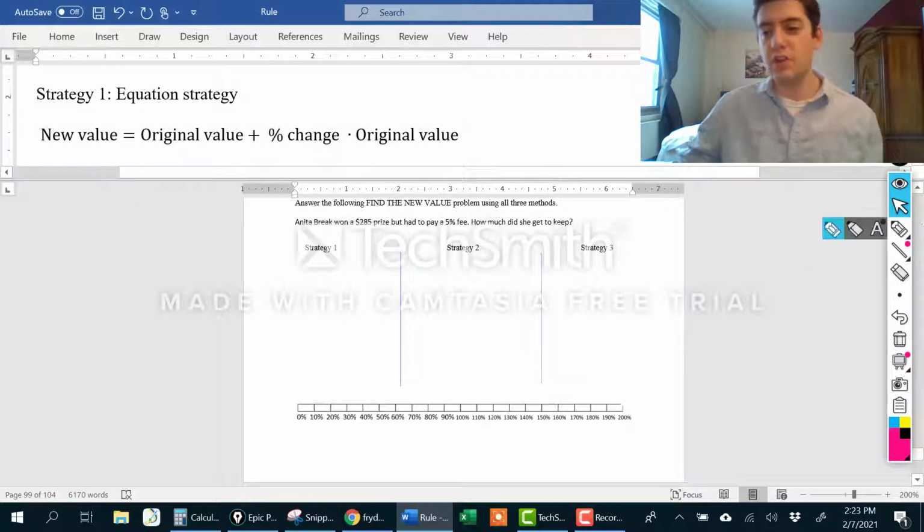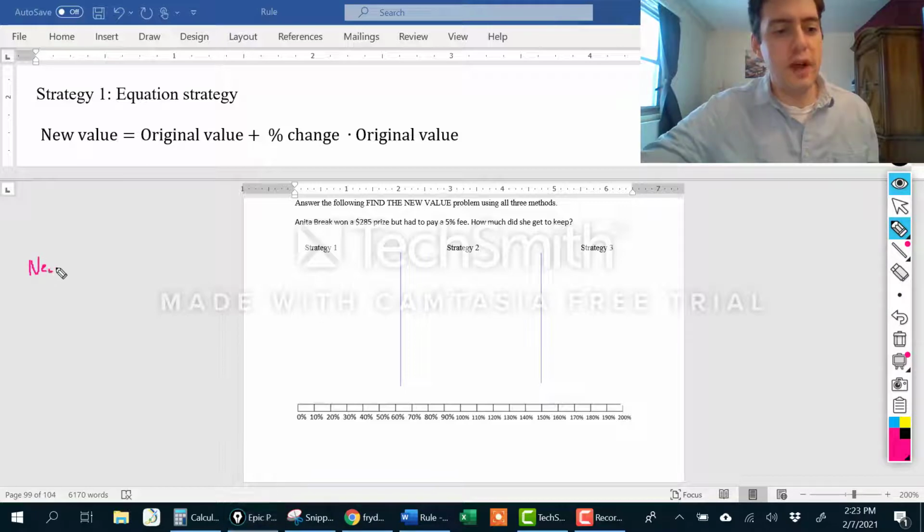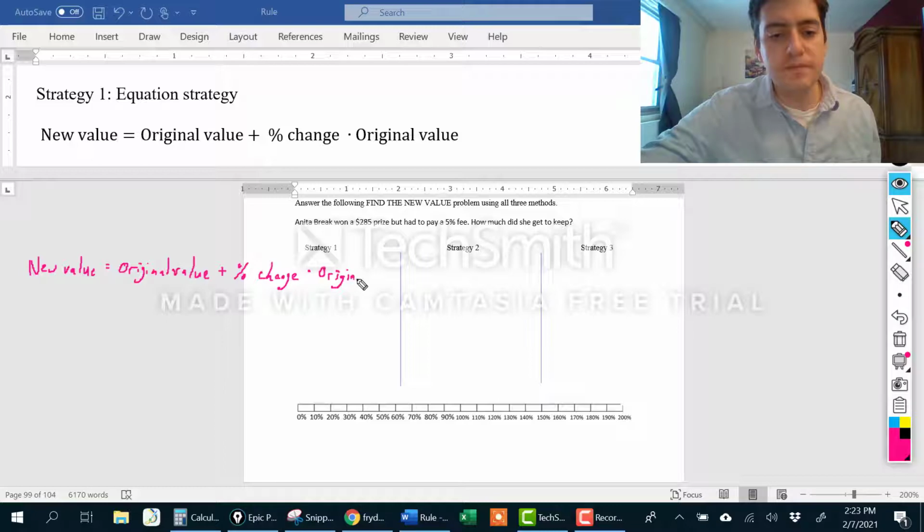For the first strategy, we could answer this by writing the equation there. So I'm going to write it out again. I'm going to use this space over here, otherwise I'll run out of space. So the new value is equal to the original value. That should be two words. I know it looks like I put them close together. Plus the percent of change times the original value.